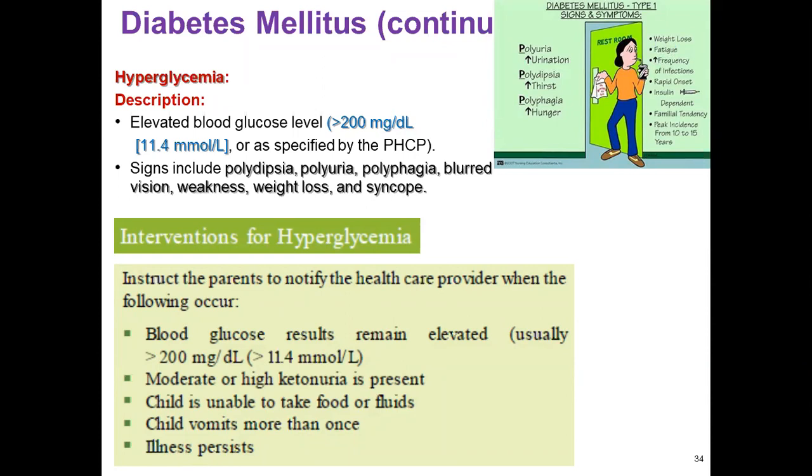So how do you recognize dehydration? We check the skin turgor, weak pulses, or dry mucous membranes. And also the fruity breath, and what we call Kussmaul respiration. What is Kussmaul respiration? Increased rate and depth of respiration. Some patients complain of nausea, weakness, and lethargy. Let me read it. Signs include polydipsia, polyuria, polyphagia, difficulty of vision, weakness, weight loss, and syncope, right?